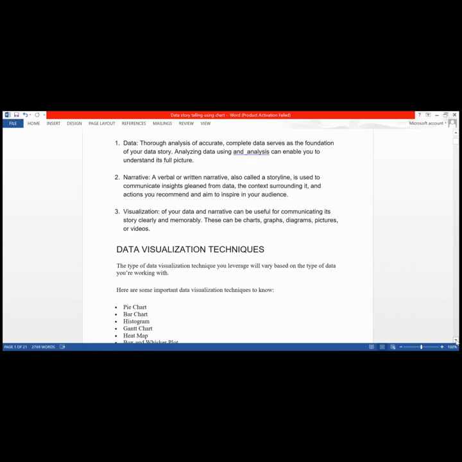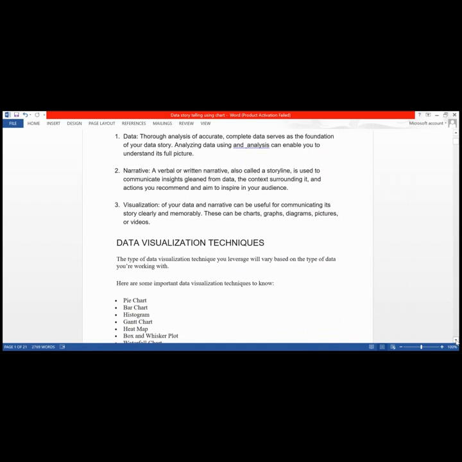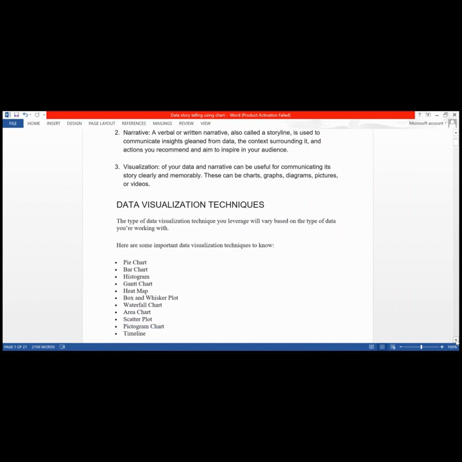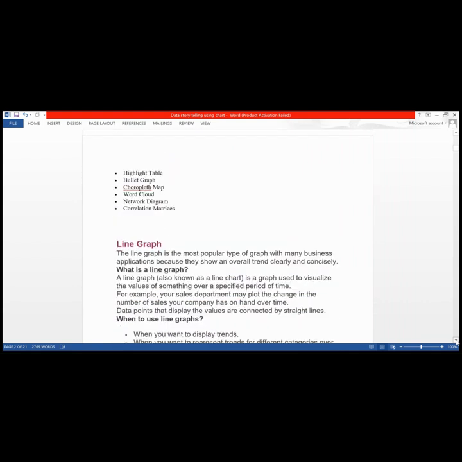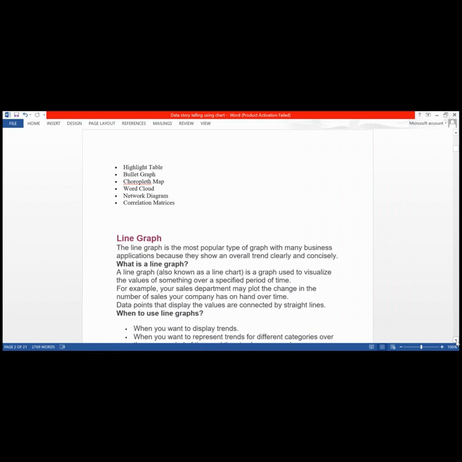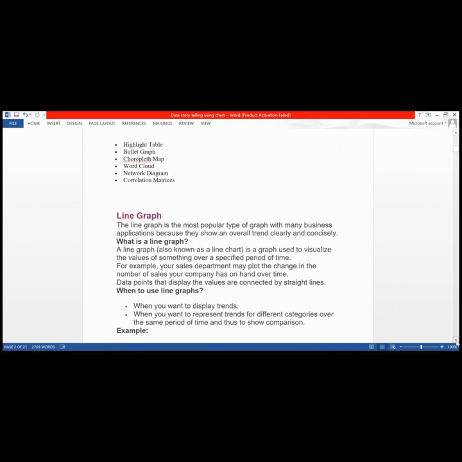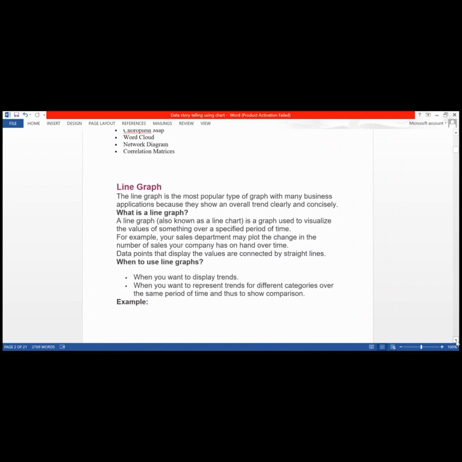Now let's go to the visualization types we have. We have bar charts, and we have line graphs. From what I stated there, a line graph is used to show trends over time, when you are meant to use it. For example, if you want to show trends over time, or represent trends for different categories over the same period of time, and thus also show comparison.